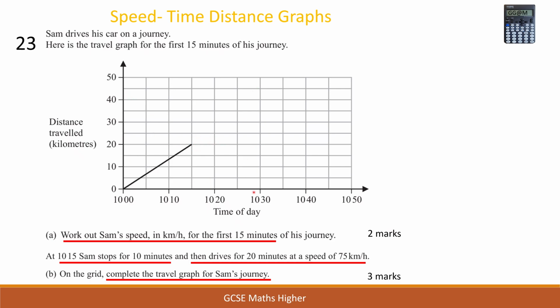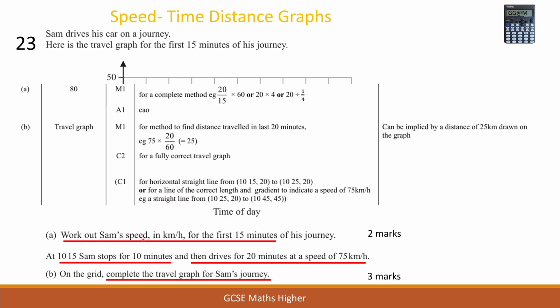So you should have been able to draw out the graph, work out what happens, or just screenshot it and then draw it on the diagram for what you've got, and worked out the value of the speed. So the answer for the speed was 80. M1 is a method mark, A1 is an answer mark, CAO is correct answer only, so make sure you've got the correct answer of 80. Then you've got the travel graph to find the distance for the last 20 minutes. You've got to get the full correct graph to get the full marks.